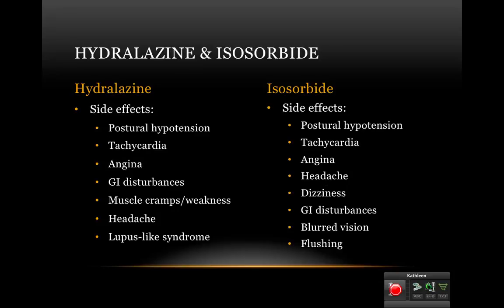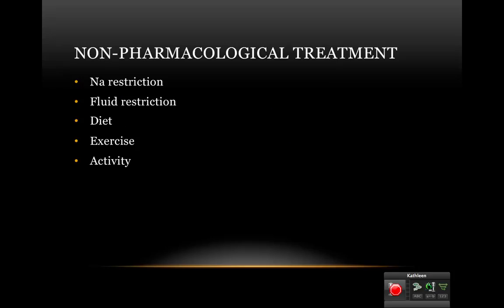Side effects are hypotension, especially postural hypotension, tachycardia, angina, GI disturbances, muscle cramps, weakness, headache, lupus-like syndrome. The side effects of isosorbide. Hydralazine, just to go back to that, patients can be really severely hypotensive with this, so be very careful. Do a lot of teaching with that. Same with isosorbide: postural hypotension, tachycardia, angina, headache, dizziness, GI disturbances, blurred vision, and flushing.